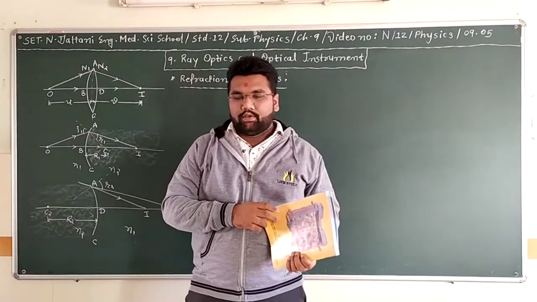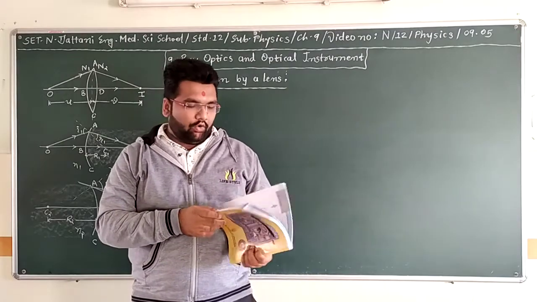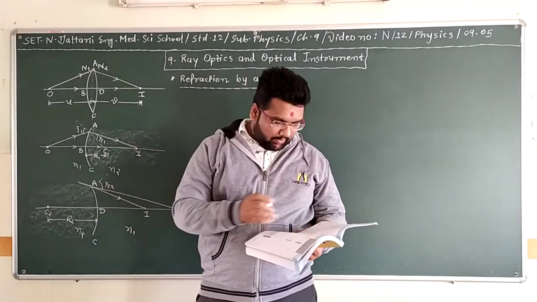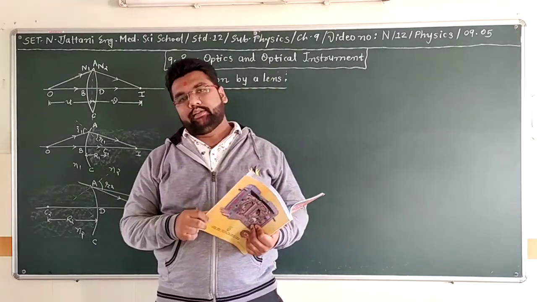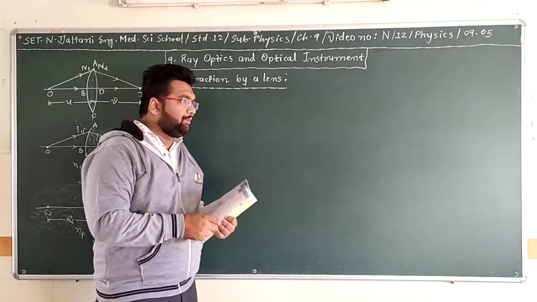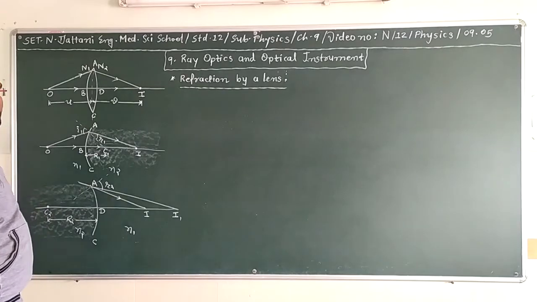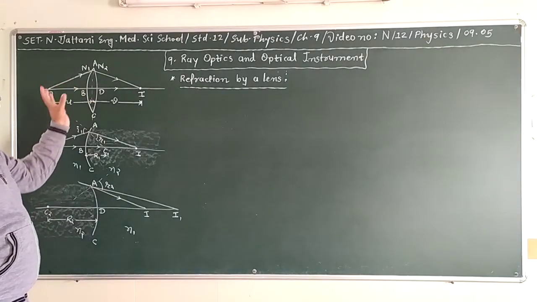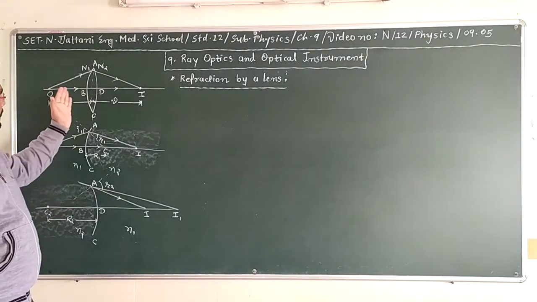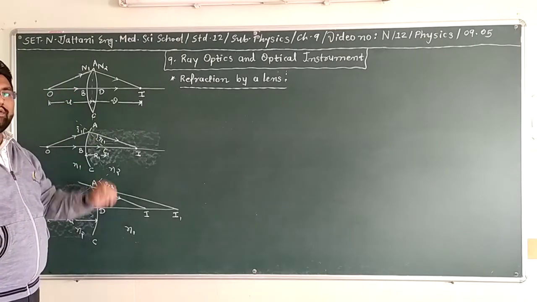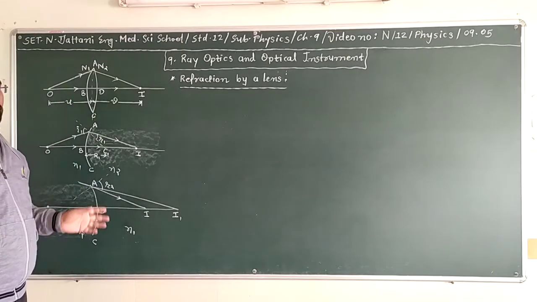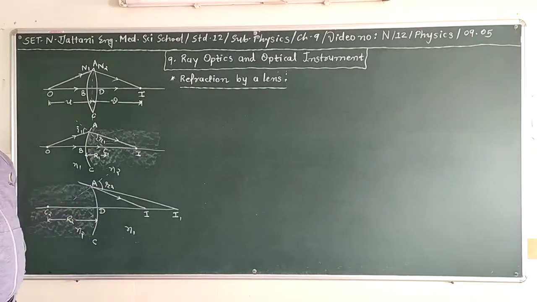Hello students, today we are going to learn about the lens formula. So what is the lens formula? We can see here the lens has two curved surfaces. The first one is on the left side and the second one is on the right side. So here refraction takes place two times.